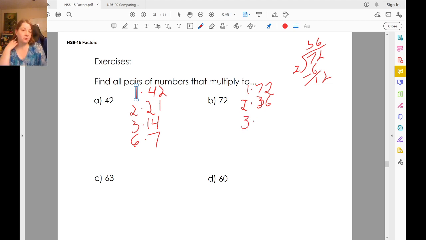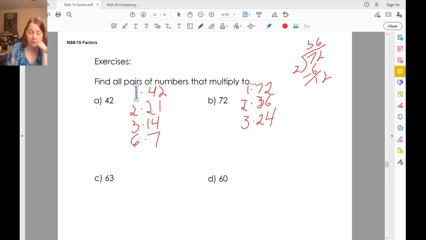So I know that 3 times 20 is 60. 3 times 21 is 63. 3 times 22 is 66. 3 times 23 is 69. And 3 times 24 is 72. Can't do 4s, can I? Let's go ahead and check those 4s.